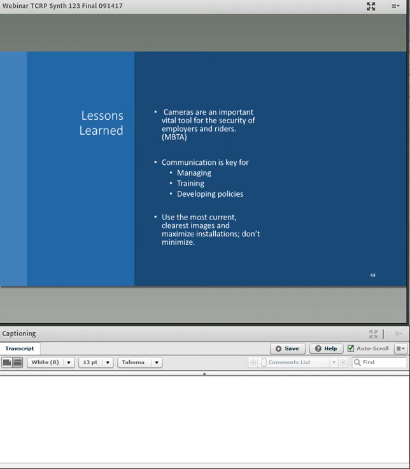Communication is key for managing, training, and developing policies. And the agencies recommend using the most current, clearest images and maximizing installations, don't minimize. So in this case, more is better.